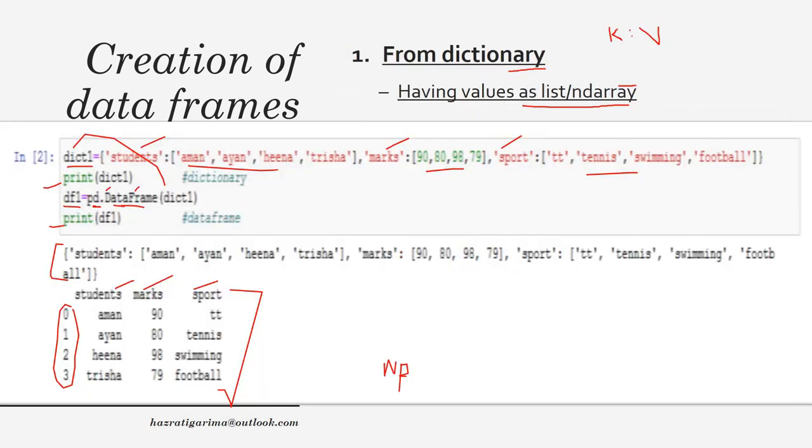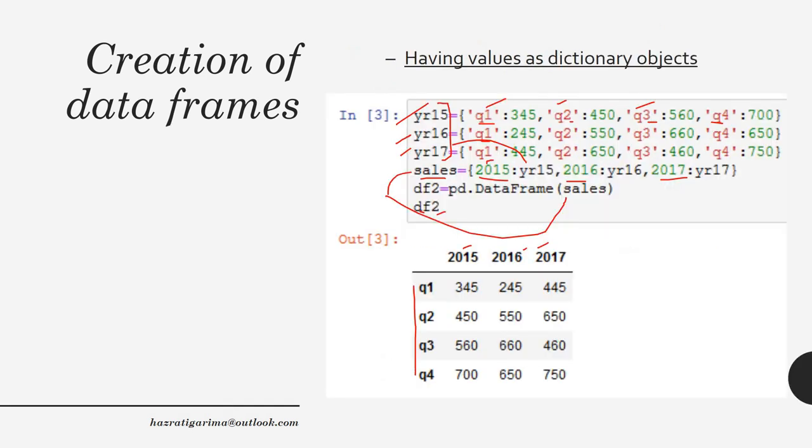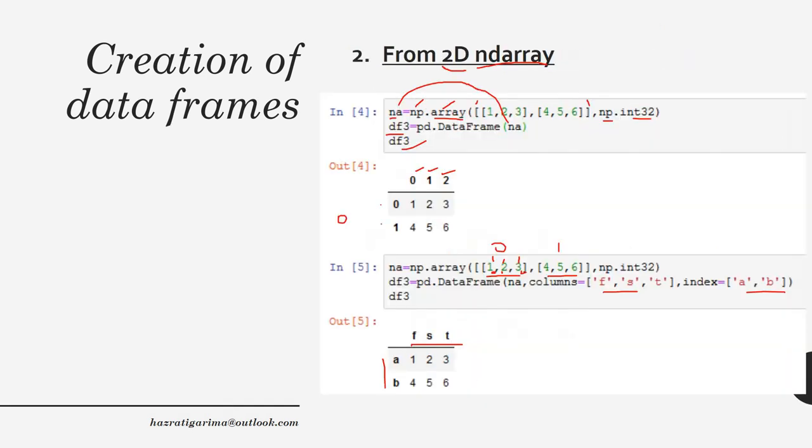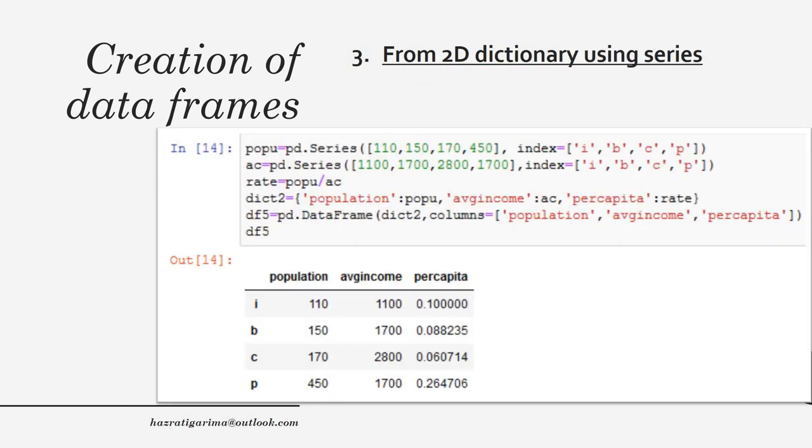One is from a dictionary, in which the values are lists or ndarrays. Next, having values as dictionary objects. Next, from a 2D ndarray. Now I'm moving towards our third type, which is from a 2D dictionary using series. As we all know, series is a 1D data structure in Pandas, and on series we can apply arithmetic operations. So here I'm creating a first series object that is named POPU. Because series belongs to Pandas, here we are using pd.Series.